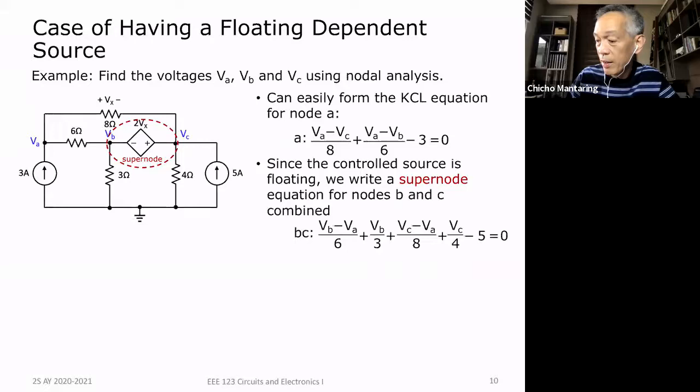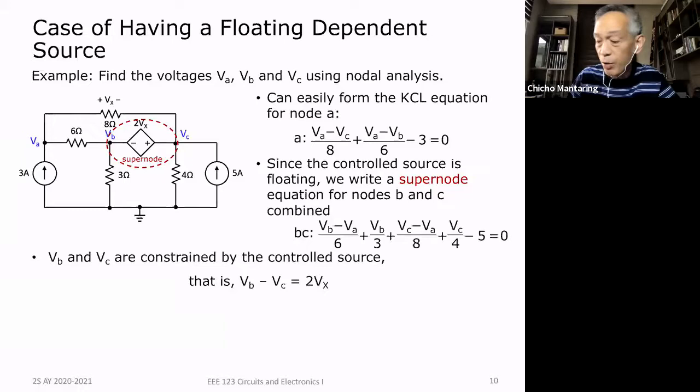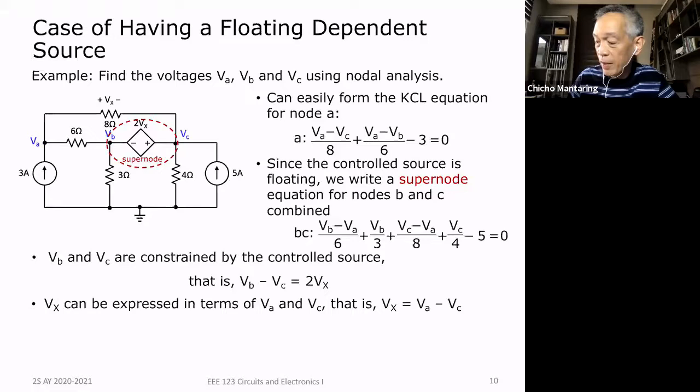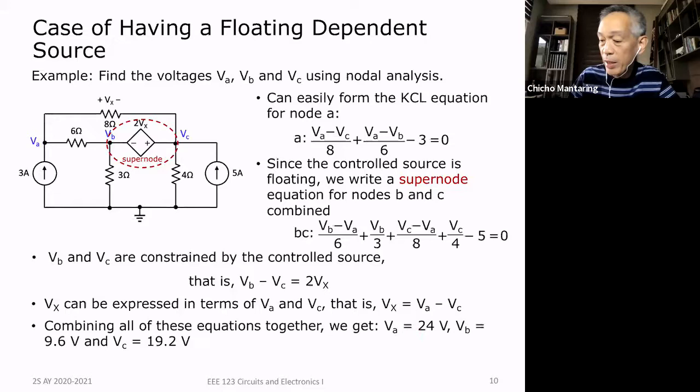So VB minus VC is equal to 2VX. VX is equal to, in the notes, VA minus VC. And so with the 3 equations, 3 unknowns, you're going to get VA is equal to 24 volts, VB is equal to 9.6, VC is equal to 19.2. So again, if you know all the node voltages, you can solve for all of the currents in the circuit. That's the point of having knowledge of all the node voltages. Now, all the currents in our circuit, we can solve.